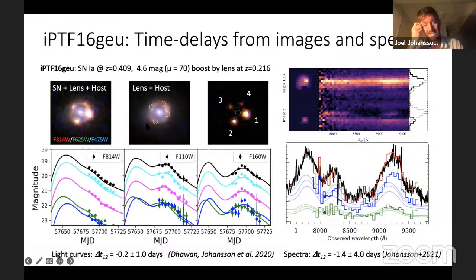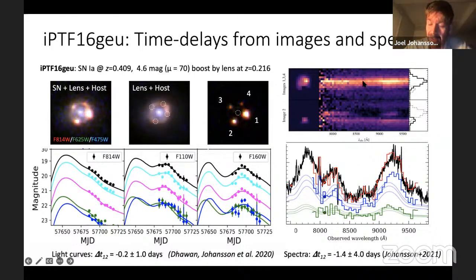If you go back a year later, you can do the subtraction here, so you can see the individual four images of the supernova. And then we attempted to measure the time delay between the images, which turned out to be very small. The time delays were less than a day or so, within the errors of our fits.